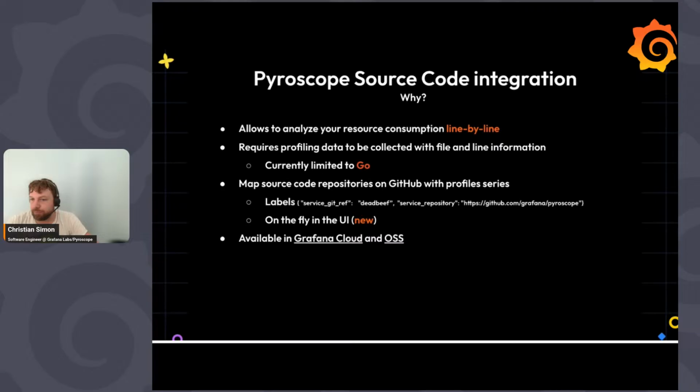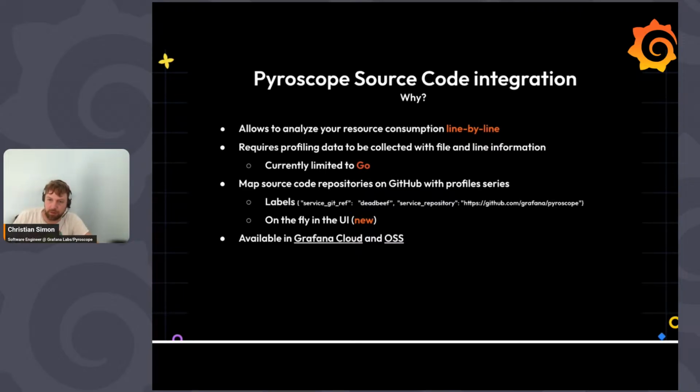A profile allows you to analyze the resource consumption of your running software, and especially if it's continuous profiling, you're running software in production, and you tend to look at aggregations like a flame graph where everything is broken down by the call stack, and you can see it broken down by function name there.